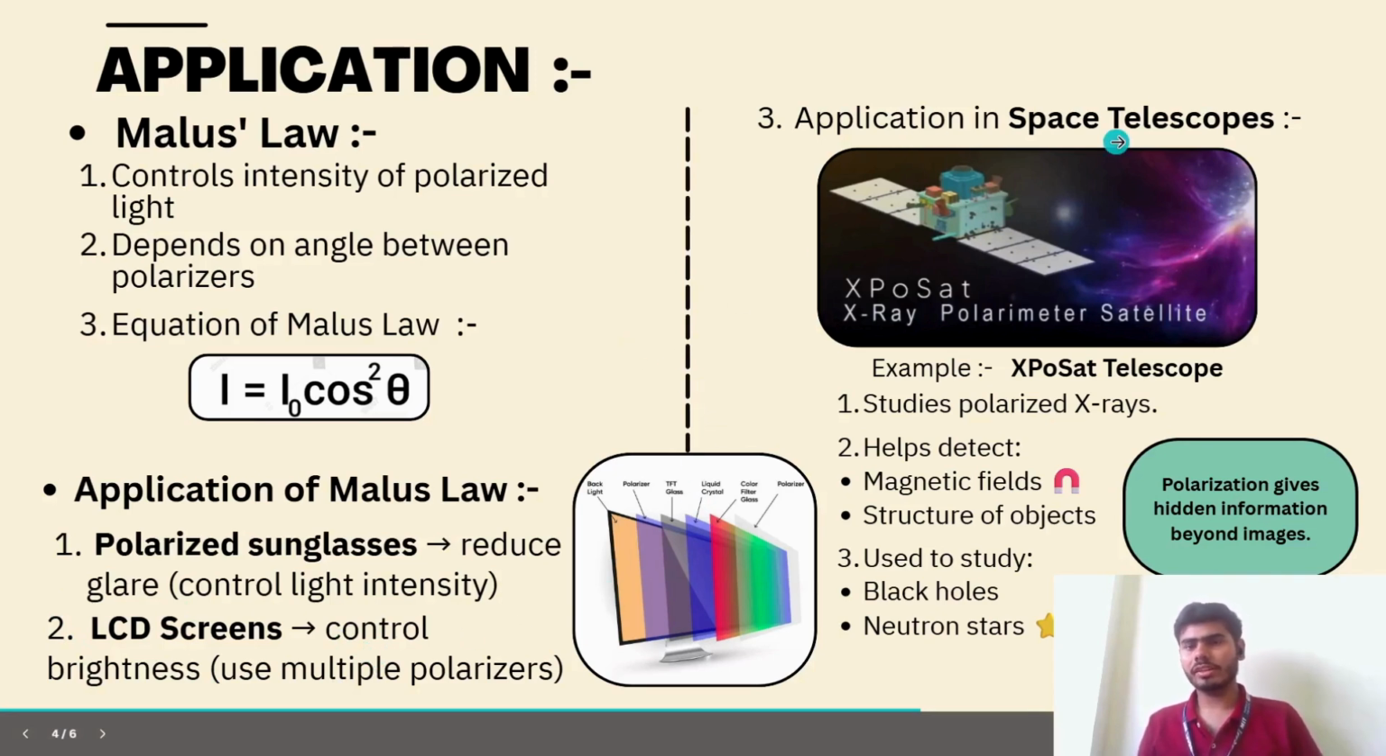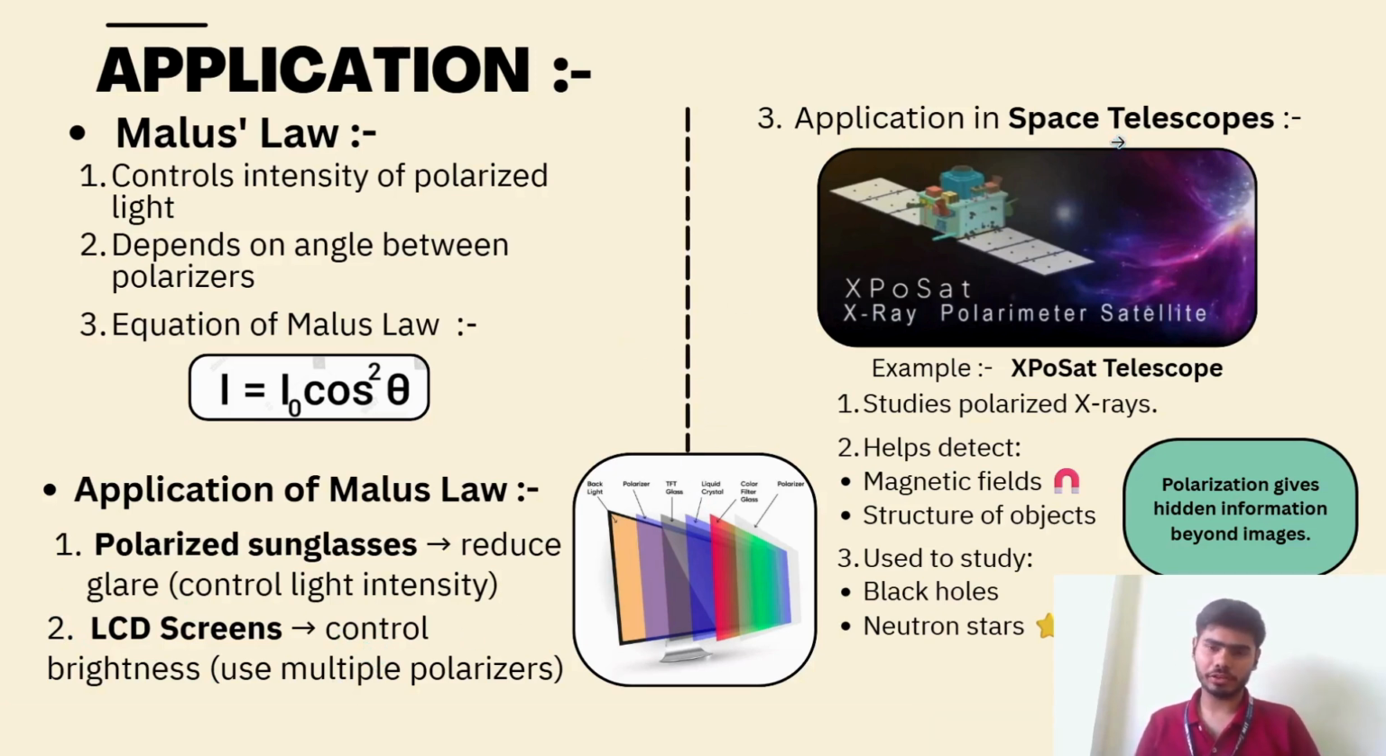Now we will discuss the application in space telescopes. Various space telescopes use polarization of light to get information beyond the images. One example is XPoSat, the X-ray Polarimetry Satellite, made by ISRO. It studies polarized X-rays.